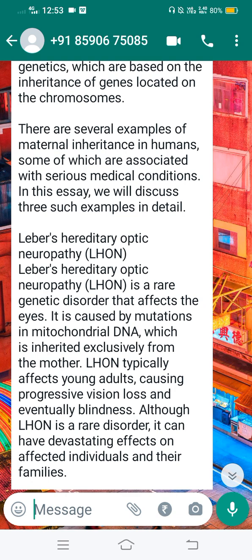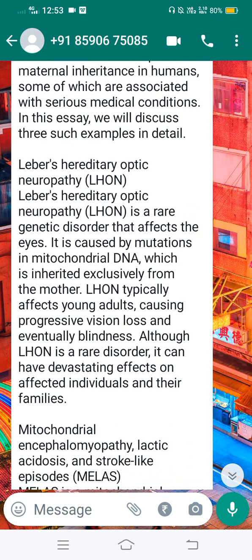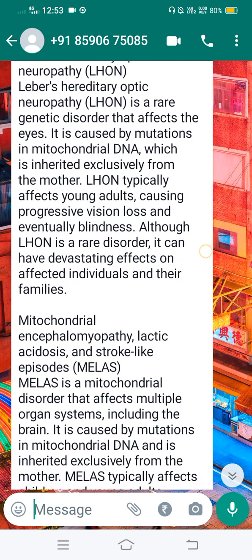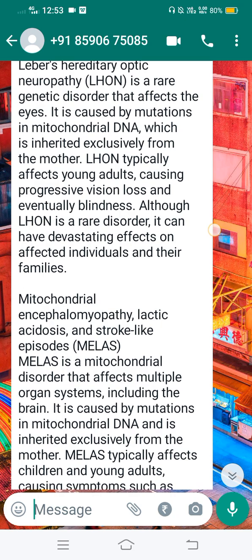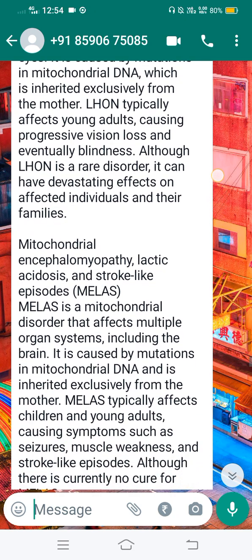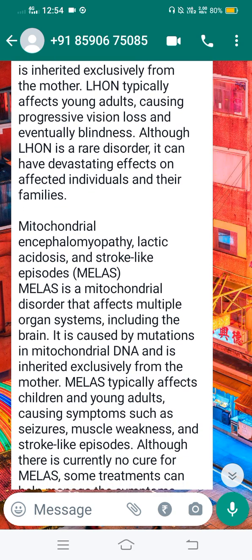First is Leber's hereditary optic neuropathy, which is shortly represented as LHON. Leber's hereditary optic neuropathy is a rare genetic disorder that affects the eyes. It is caused by mutations in mitochondrial DNA, which is inherited exclusively from the mother. LHON typically affects young adults, causing progressive vision loss and eventual blindness. Although LHON is a rare disease, it can have devastating effects on affected individuals and their families.